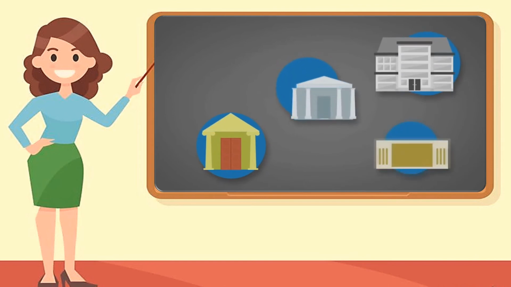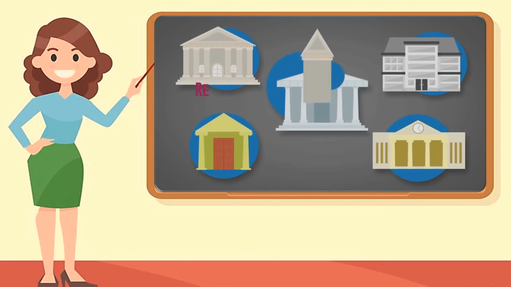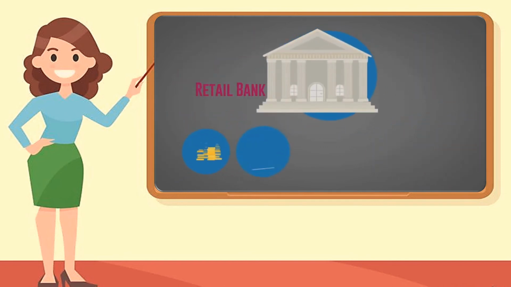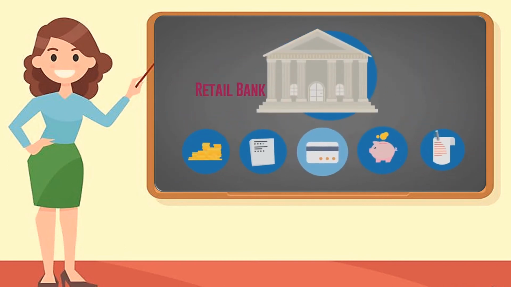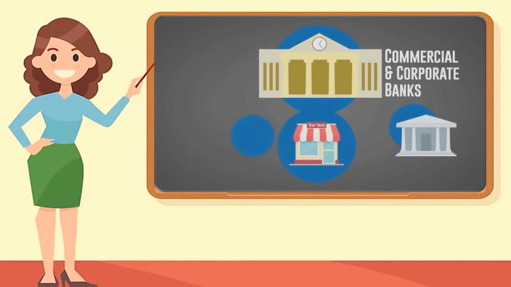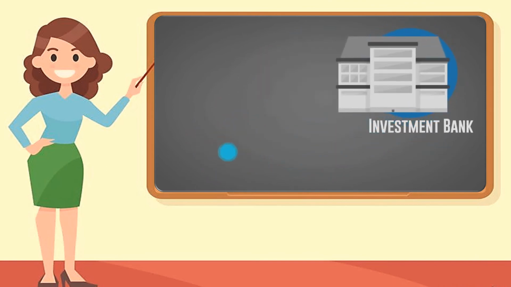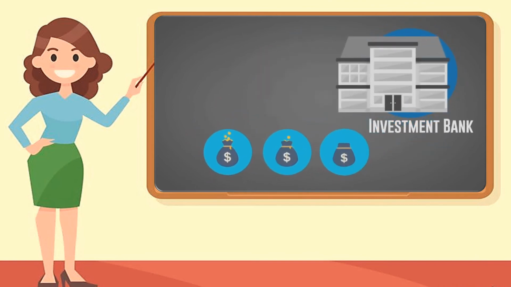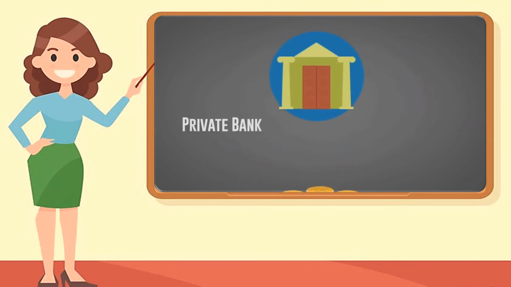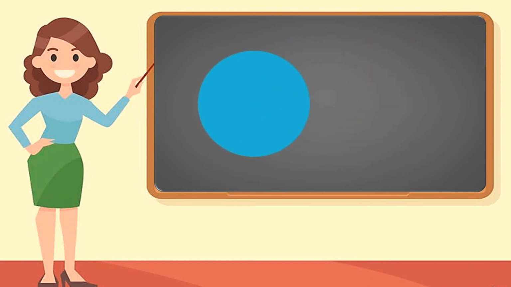Several types of bank exist to answer the different needs of consumers and to give them a choice in the way they manage their money. A retail bank, for example, provides services to individuals. Commercial and corporate banks serve small to mid-sized businesses and large enterprises. Investment banks specialize in large and complex financial transactions. Private banks offer a personalized financial and banking service to high net worth individuals.